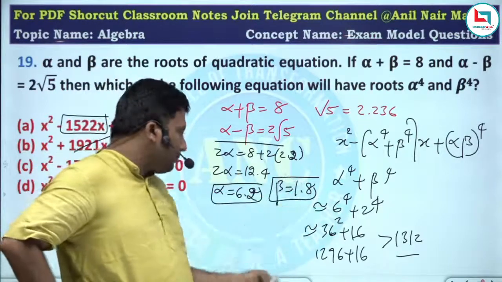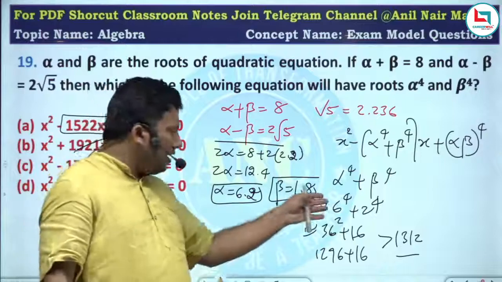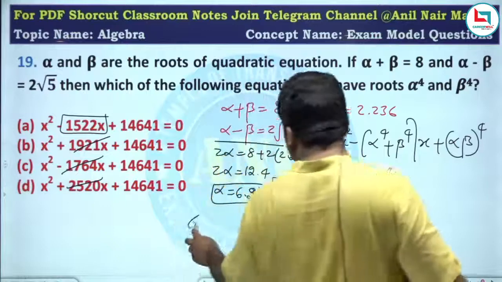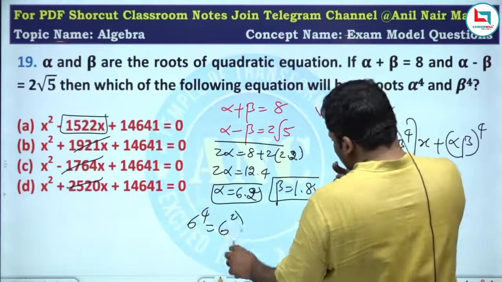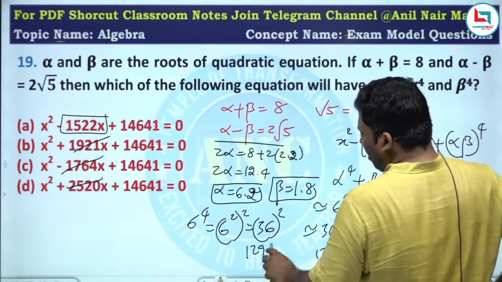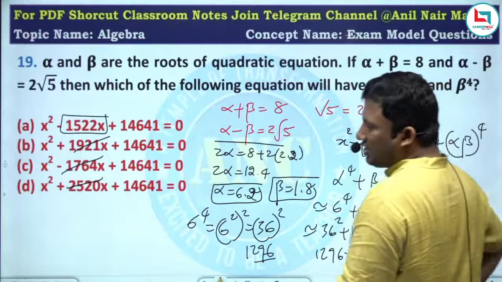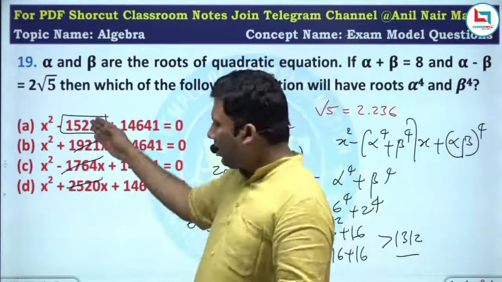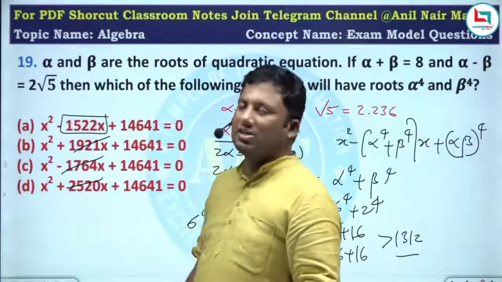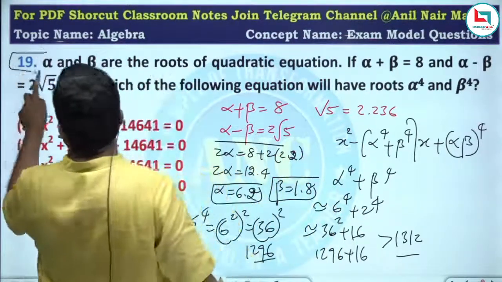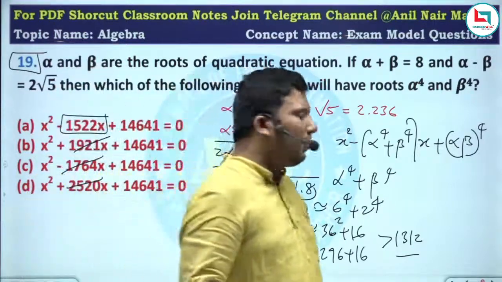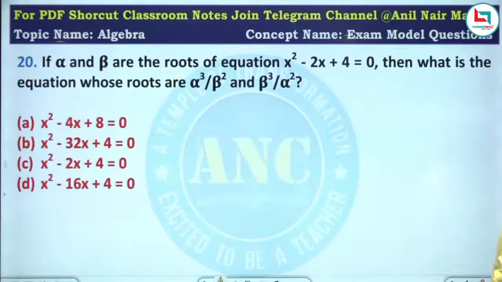6.2 power 4, I made it 6 power 4. 1.8, I made it 2 power 4. 6 power 4 is 6 square whole square. 6 square is 36. 36 whole square is 1296. Plus 16. Just greater than 1300. What is the lowest value that is coming closer to 1300? Answer is 1522. Don't use that long method to solve the question. Answer for this question is the first option. You can go by the longer method, still that will give you the answer.